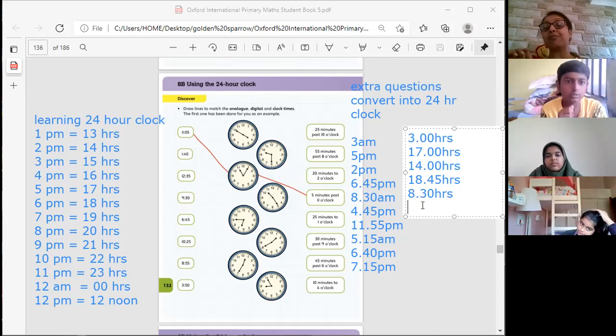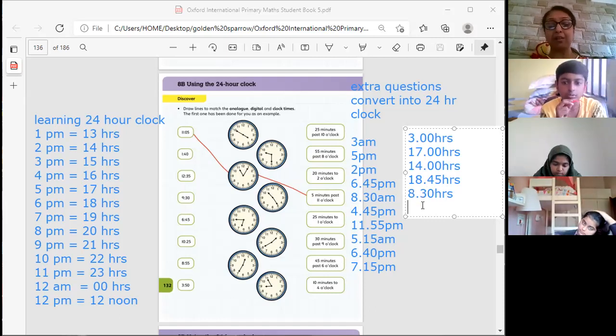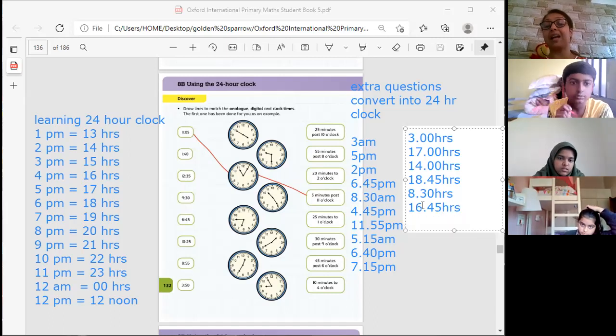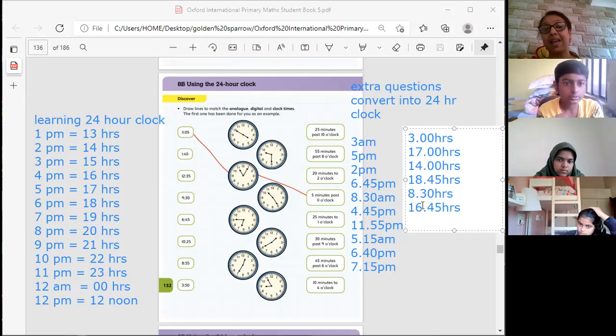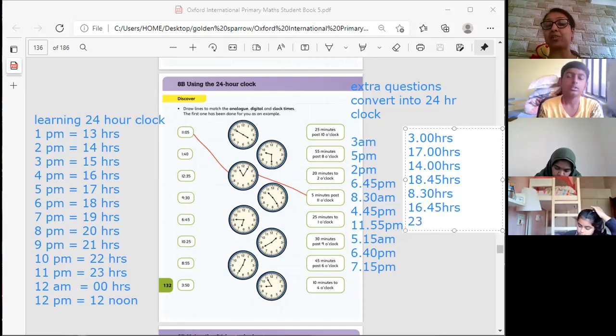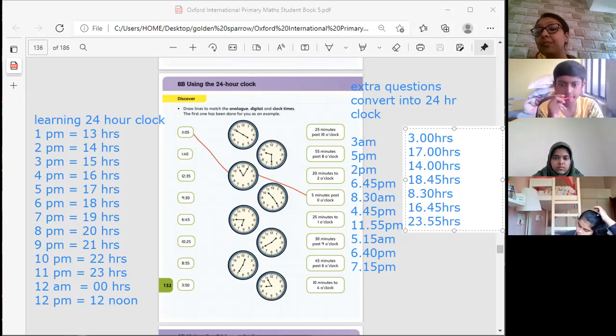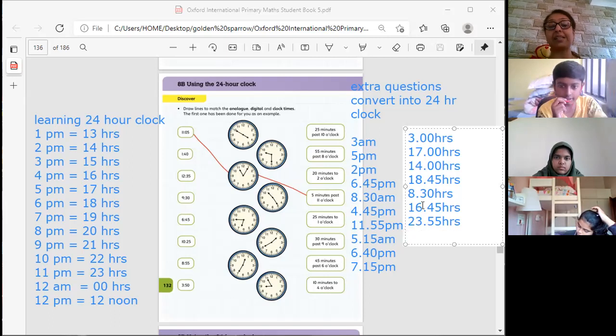Now, 4:45 PM. PM hai to change karna hai. So 4 will become 16:45 hours. Okay. Now PM. Yes. So PM hai isliye change. 23:55 hours. Very good. Ma'am, now again 5:15 hours. 5 hours. Yes. 15 minutes. Yes. Because it is AM, we will keep it as it is.